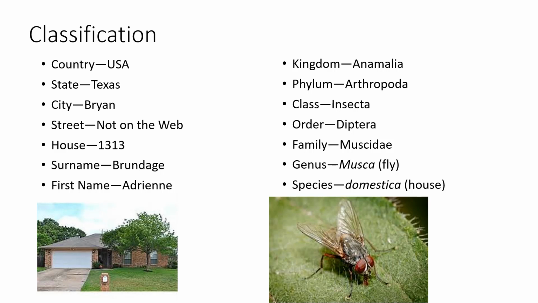Now, we never want to write just the species without the genus. So I would never just say domestica without putting in Musca. This is because that word domestica, again, is based on the Latin and the Greek. And so there's a lot of other species out there that are called domestica, but they're in different genera. So you always want to have the genus and the species together, or at least the first letter of that genus and the species. They're always italicized and they always have their proper capitalization.